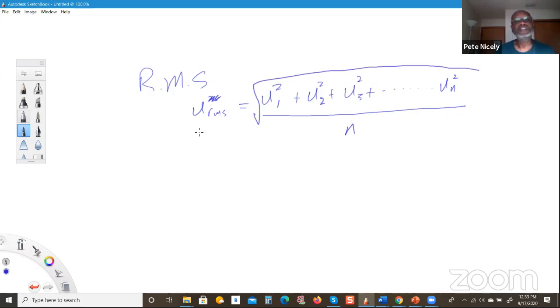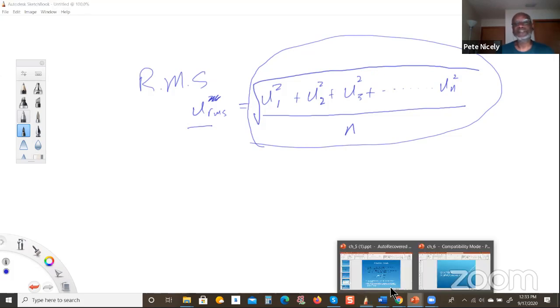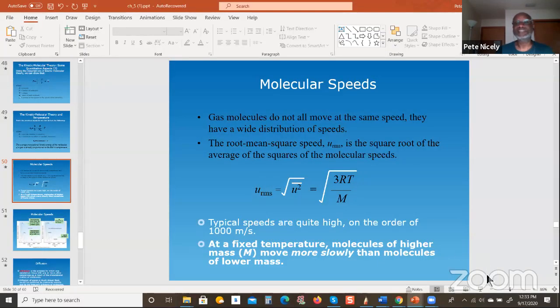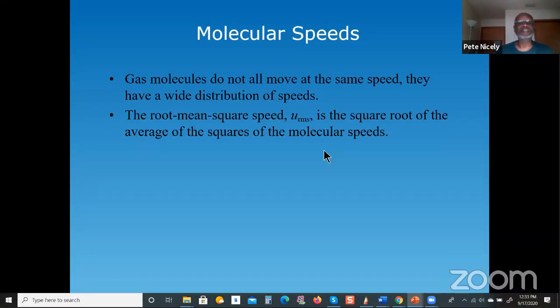So whenever you hear the term root mean squared speed, we're talking about this that I just wrote over here. It's basically the sum of the squares of the speeds of the individual molecules divided by the total number of molecules. And that is used as a measure of the average speeds of the molecules, because as we said before, not all molecules will be traveling at the same speed. Some will be higher, some will be lower, some would be in between. So therefore, that's what we use to calculate the average speed, all right?